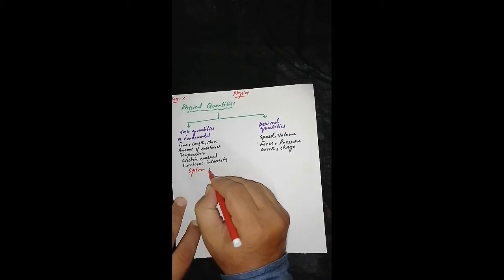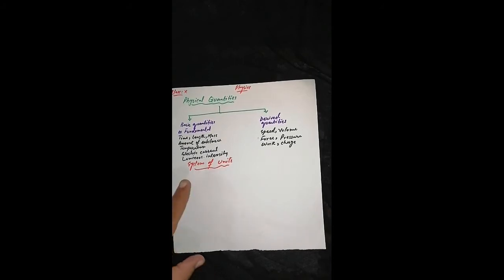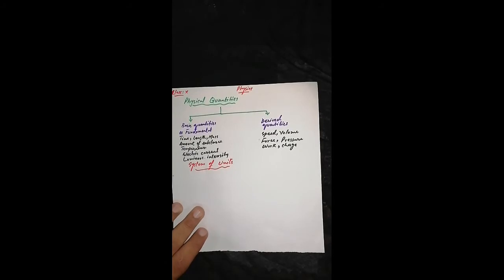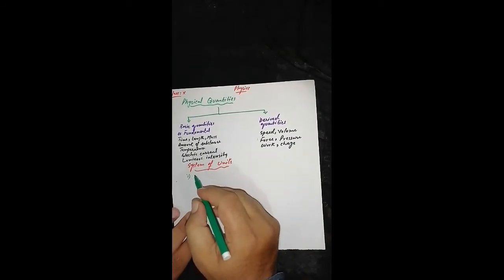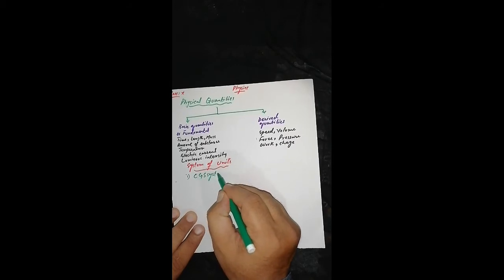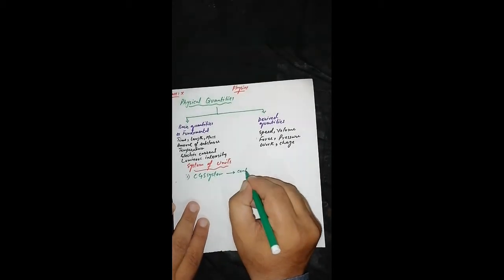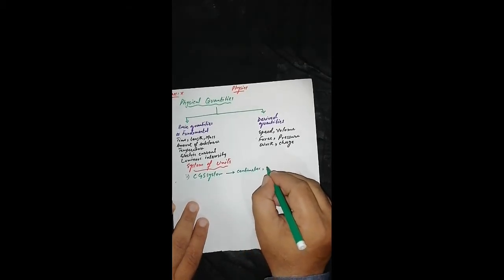A set of fundamental and derived units is known as system of units. A set of fundamental and derived units is known as system of units. There are three systems of units being used in scientific work. Number one, the first system is called CGS system. CGS means centimeter, gram, second. This is called CGS system.